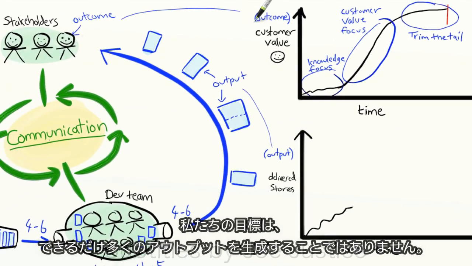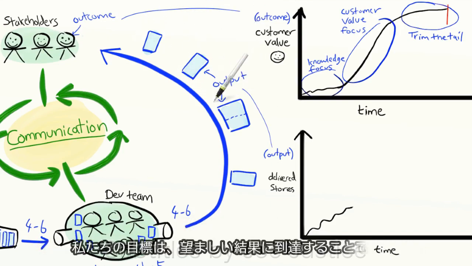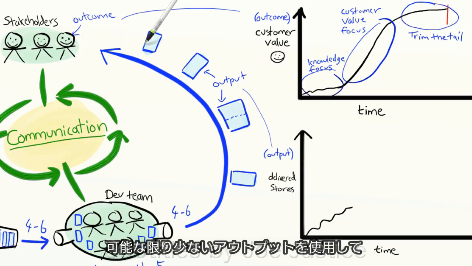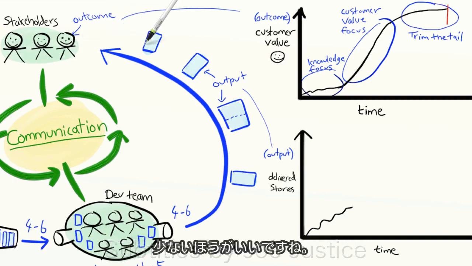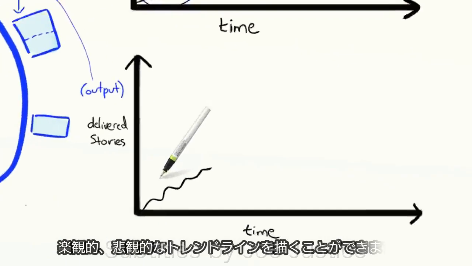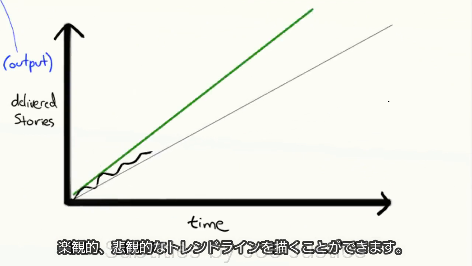Our goal is not to produce as much output as possible. Our goal is to reach the desired outcome. Happy stakeholders. Using the least possible output. Less is more. Now look at the burn-up chart and you can draw an optimistic and pessimistic trend line.